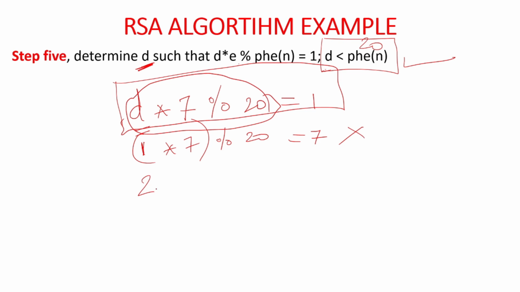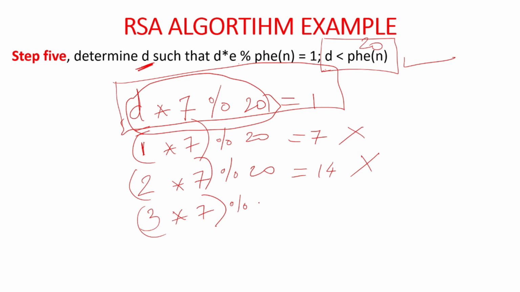Now take D as 2. 2 into 7 mod 20 you do. Now what is 2 into 7? 14. 14 mod 20 is what? 14 only, because 14 is smaller than 20. Cross. Then take D value as 3. Answer has to be 1. Okay. So 3 into 7 mod 20.